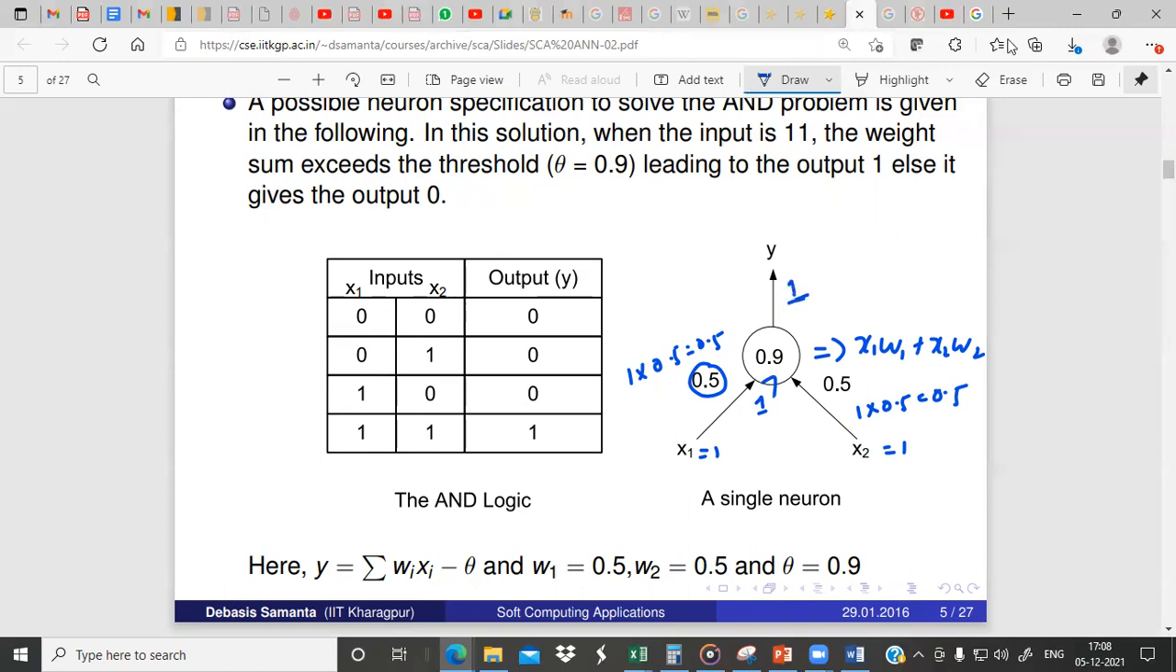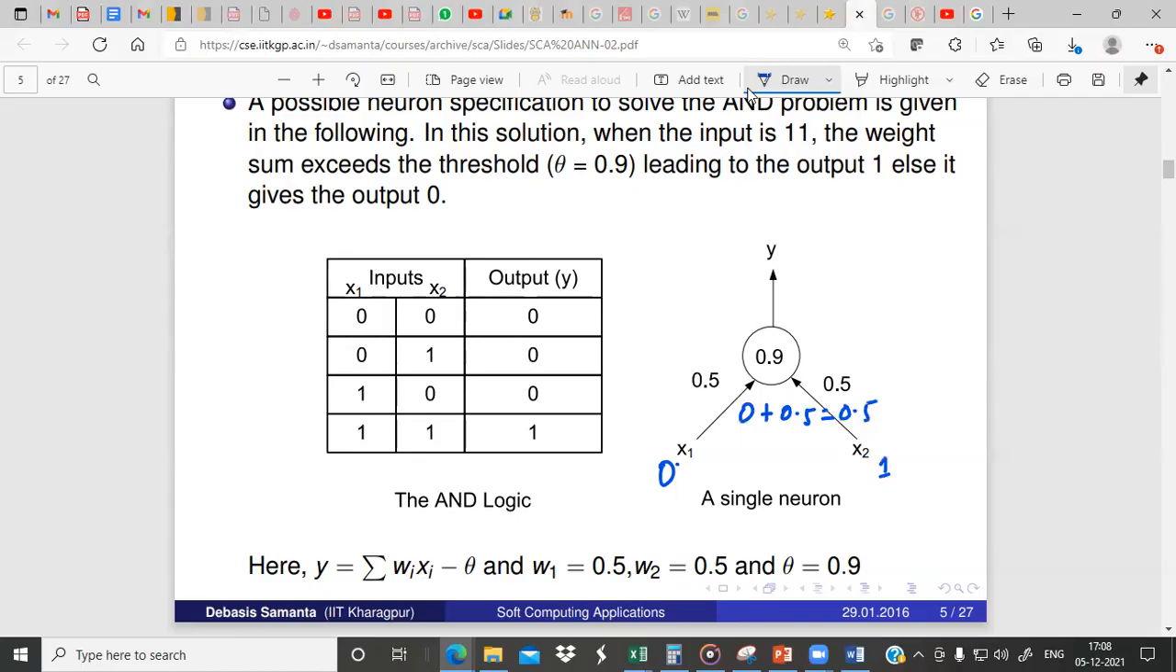But for all other cases, it will produce some value which is less than 0.9, so the output will be 0. If you take the second case, say x1 is 0 and x2 is 1: 0 into 0.5 is 0, and 1 into 0.5 is 0.5. So 0 plus 0.5 is 0.5, which is not greater than 0.9, it is less than 0.9, so the output will be 0. Similarly for 1, 0 also. For 0, 0 also the same thing happens. When it is 0, 0, both will be 0.